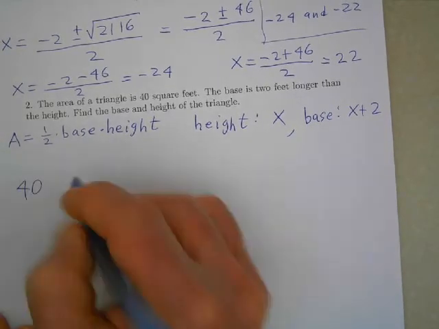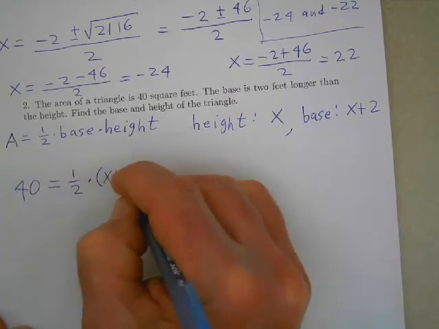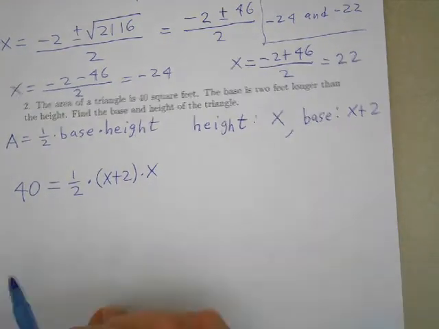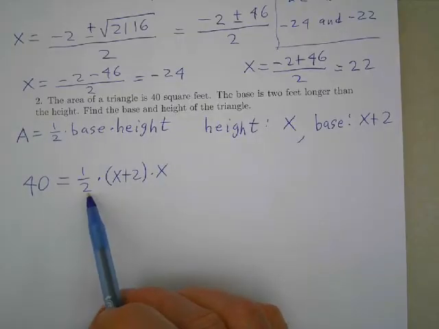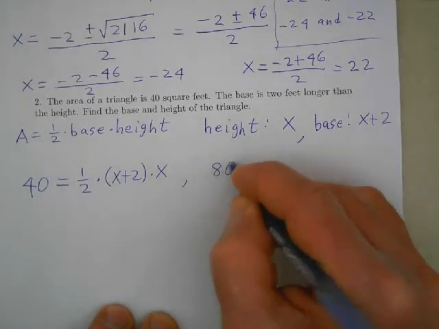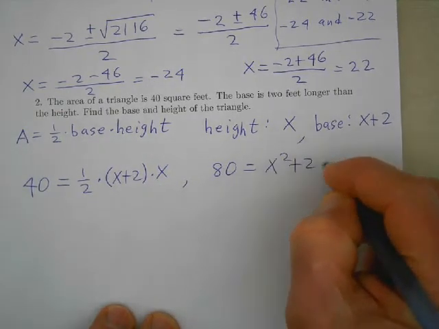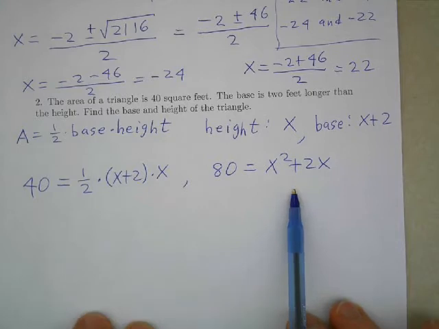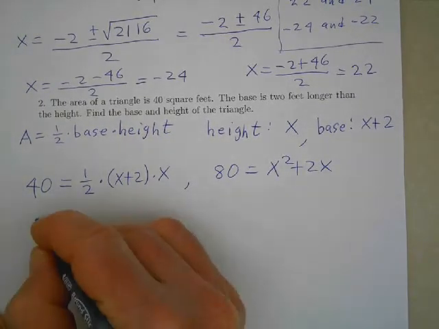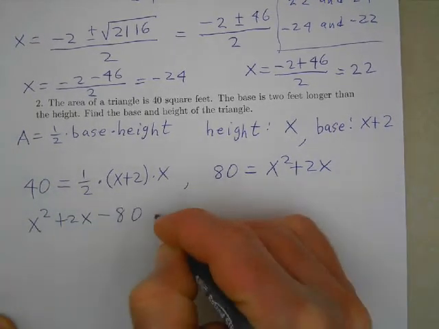So replace A with 40, that's equal to 1/2 times the base, which is x plus 2, times the height, which is x. And we get a quadratic equation. So let's multiply both sides by 2, so that 40 times 2 is 80, and we'll multiply x plus 2 times x, which is x squared plus 2x. And then we'll write the quadratic equation in standard form by subtracting 80 from both sides. So I'll write it as x squared plus 2x minus 80 equals 0.